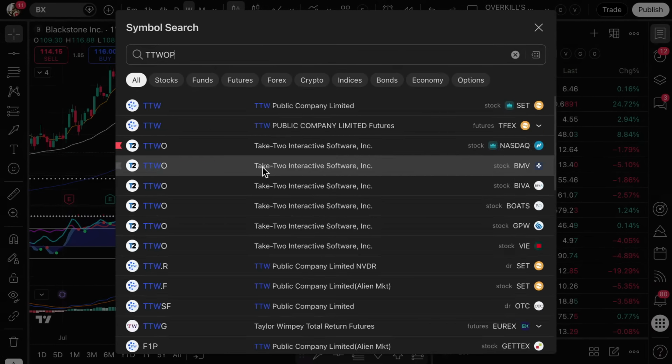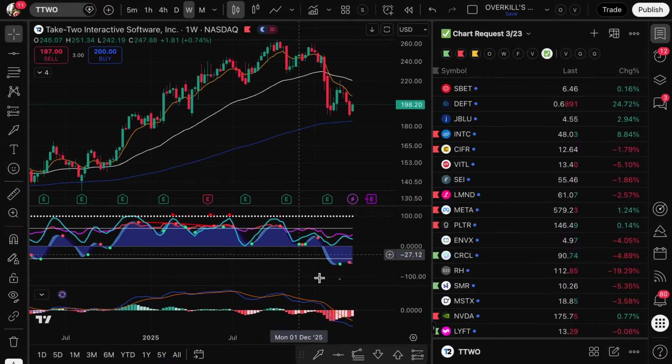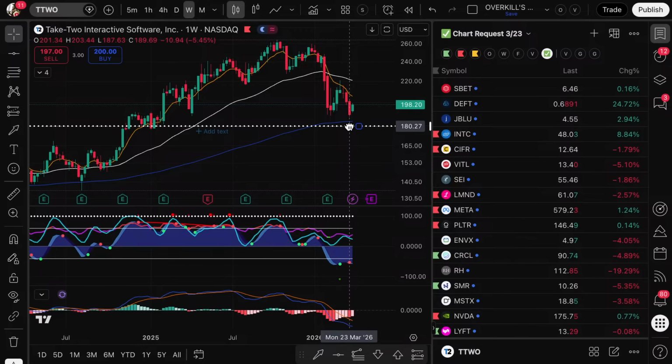What else we got? TTWO from Moreno. What's going on, brother? This looks good too. It just needs the signal to confirm. We had a signal right here in March. That came around 200. As long as it holds 180, it looks good. Yeah, we'd be a buyer here at this level.